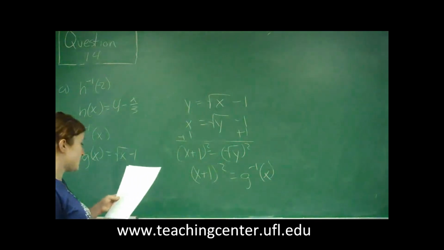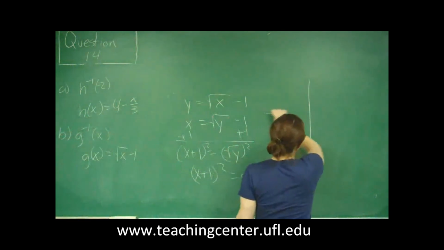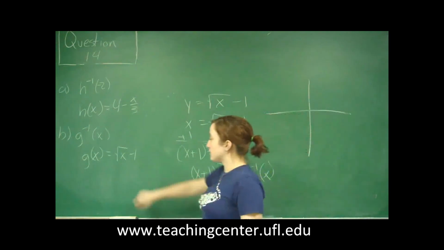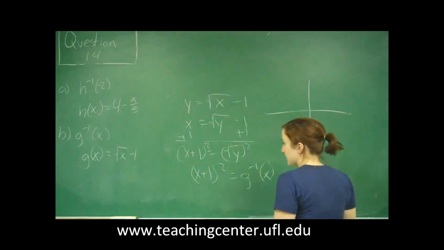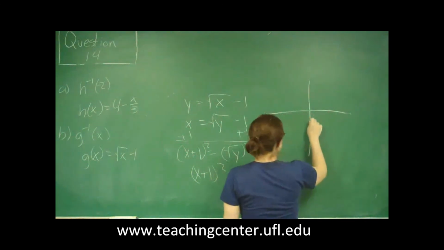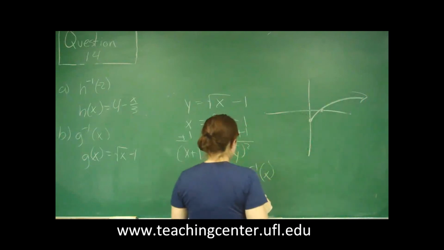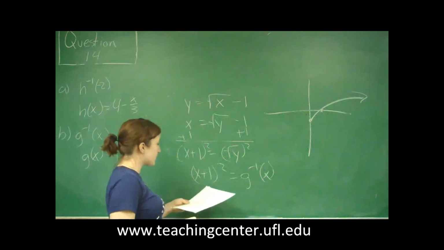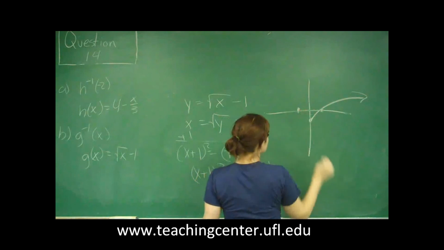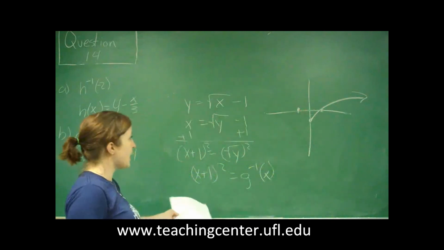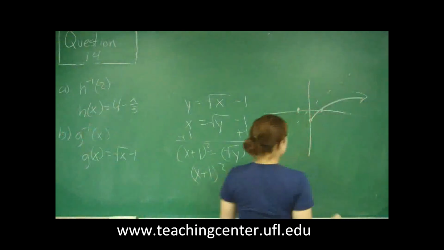And then it says to graph the function. However, we know that there are restrictions on our domain for our original function. And so we know that x cannot be less than 0. So this function looks like this. That's our original function. And our inverse function, we know, is a parabola shifted 1 unit to the left. But we want it to be a reflection of our original graph, also about the line y equals x.